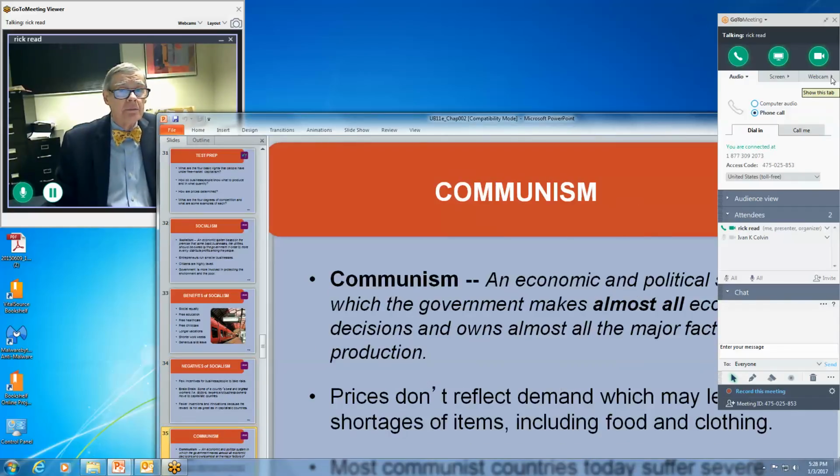Communism is a stricter version, if you will, or a more extreme version of socialism, at least as far as I'm concerned. Here, the government owns and makes almost all decisions. Prices don't reflect the demand, and neither does supply. Most communist countries suffer from severe economic issues.